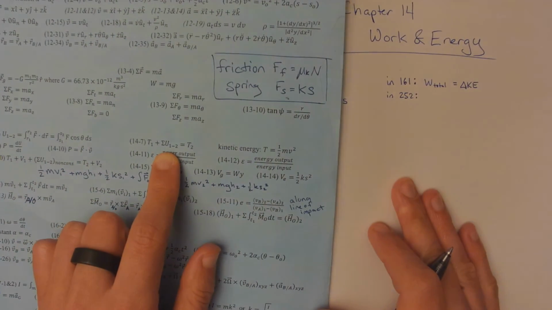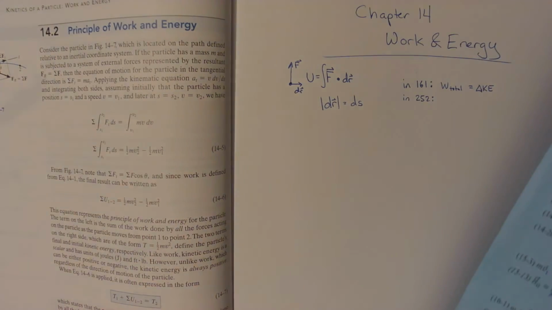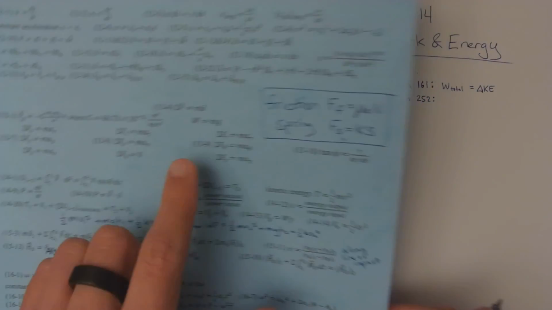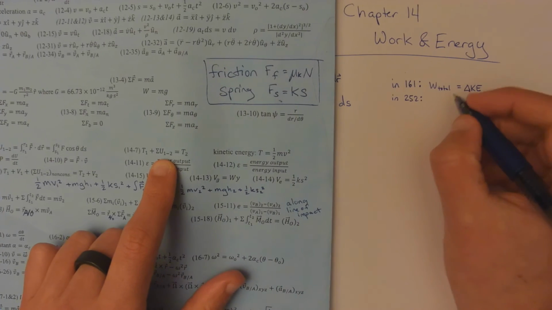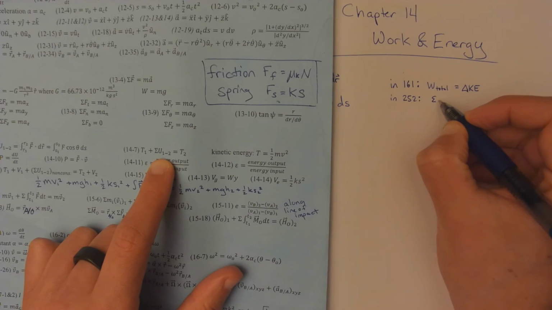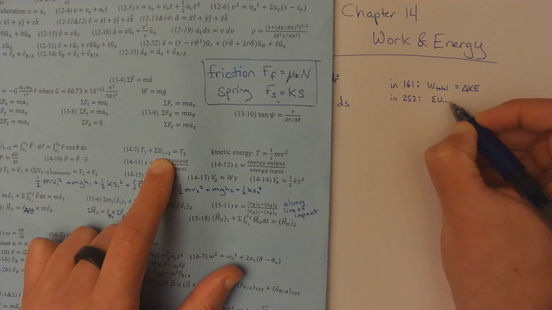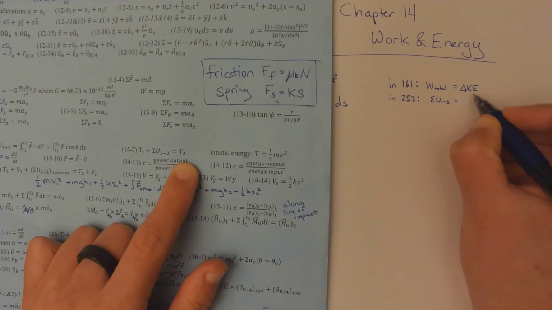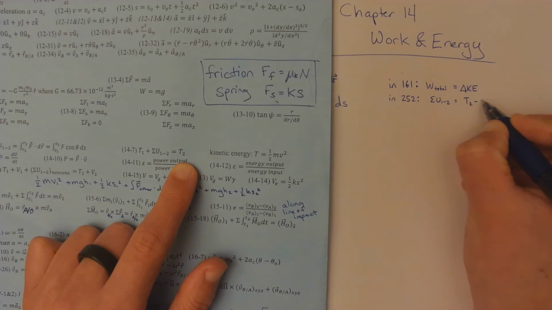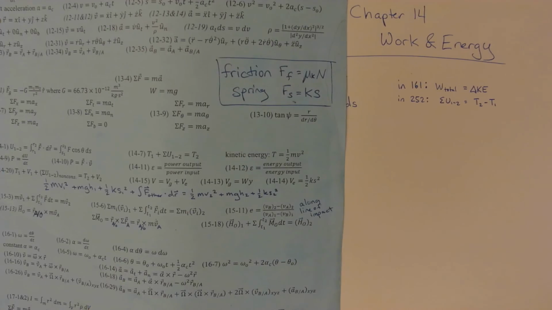Okay, and then in our course, we have the total work, and I just want to take a look at how we have this on the equation sheet. So this is equation 14.7, which is the same as what we have here. So this is the sum of all of the work, so that is the total work, and that's equal to the change in kinetic energy, which would be T2 minus T1. Okay?